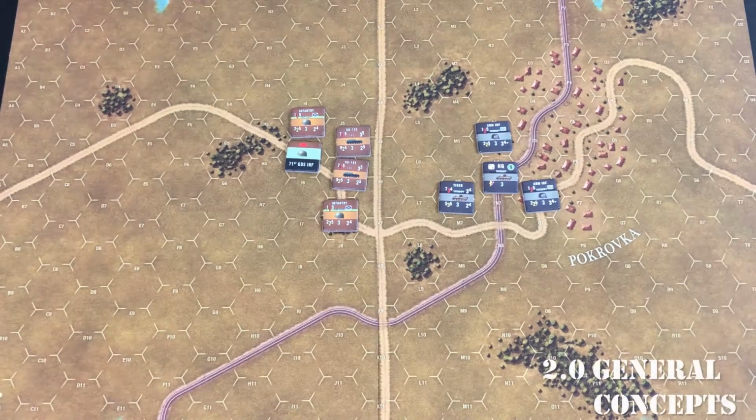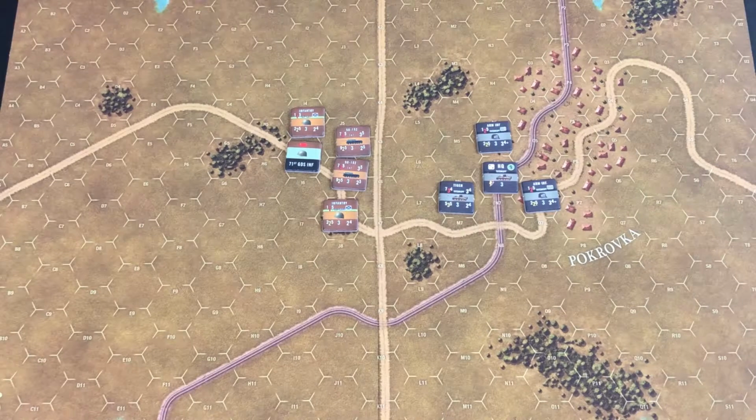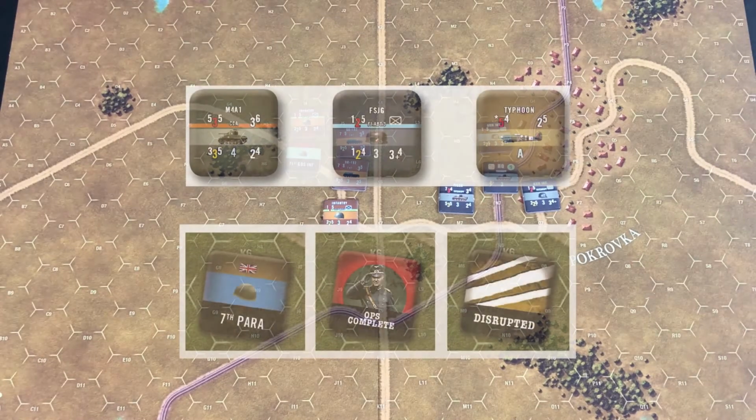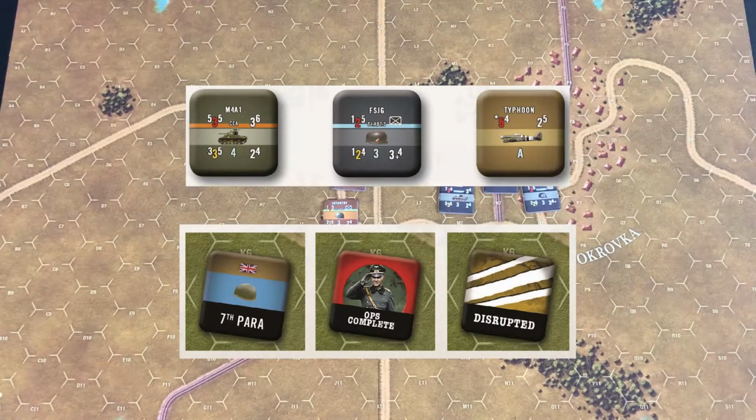All right, in this video, we're going to just cover some of the general concepts that you're going to find when you look into the Nations at War series, and especially what you're going to find when you're looking at the different types of counters, specifically units, and the admin counters that you find in the game.